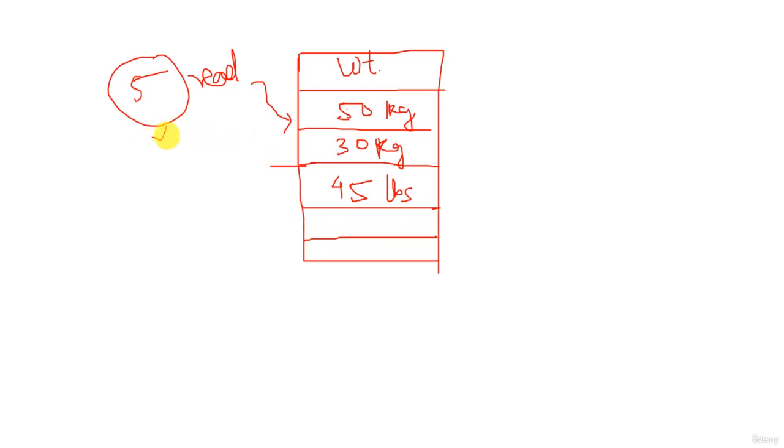Similarly, I read the fourth person again in kgs, and he or she also has 30 kg as weight, and for the last one I measured again in pounds. So can you clearly see here our data is not uniform. Some of them are in kgs, some of them are in pounds, some of them again in kgs, and some of them are in pounds. So this is what non-uniform data means.